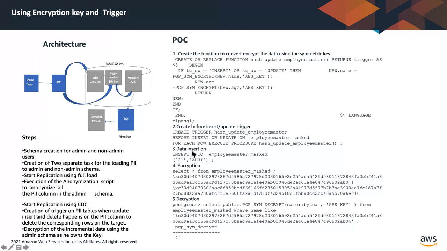So after creating this trigger and this function, I just tried to insert data into this anonymized table, and you can see here that after inserting the data, what I see is the ciphertext value of the name and age. And again, if I have to decrypt it, then I can use the same method that we discussed earlier by passing this name, and I will get the actual age of the person. Okay, so this is the way it works.